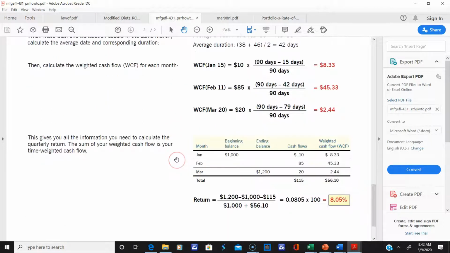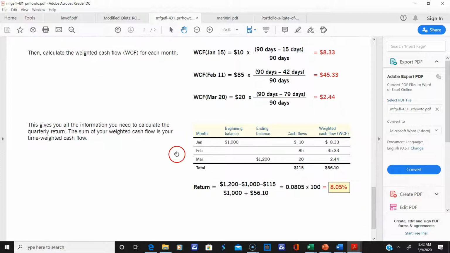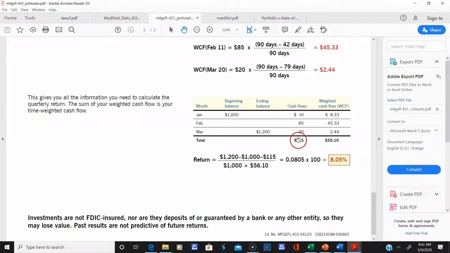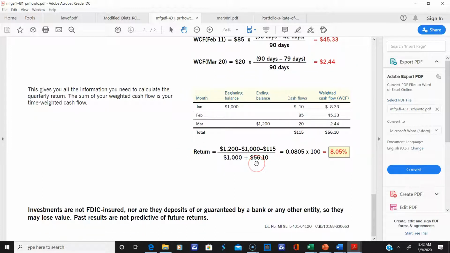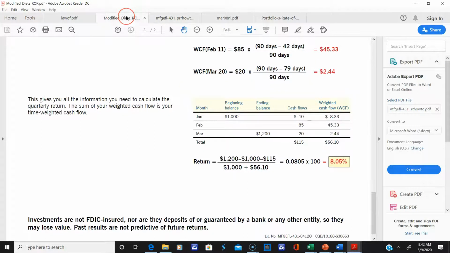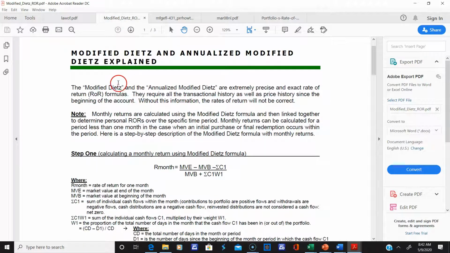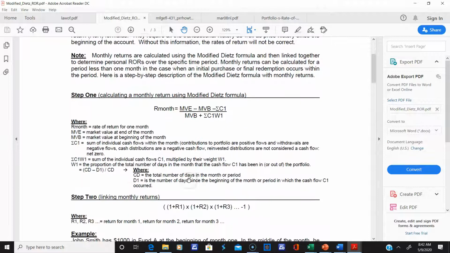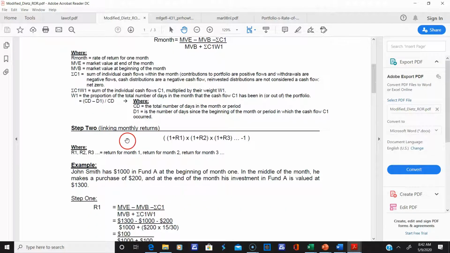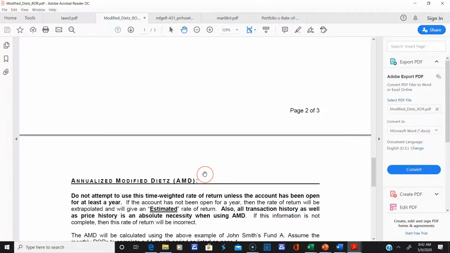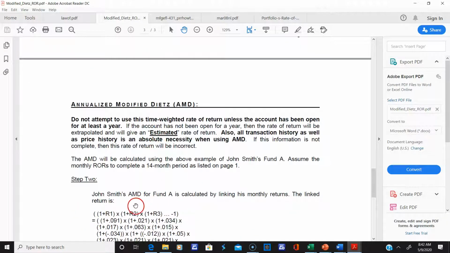And then basically they do that here, and once again, you should go over these. And here's another one. There's a thing called an annualized modified Dietz. And you can see here they are linking the returns again. As we just talked about, they linked each period's returns. And if you go down here, here's the annual modified Dietz. And you can see they're linking his monthly returns.